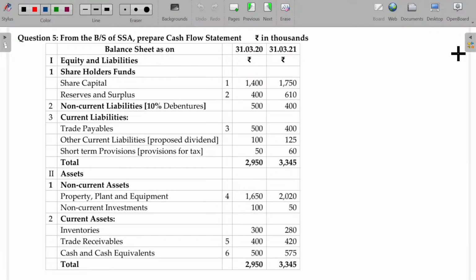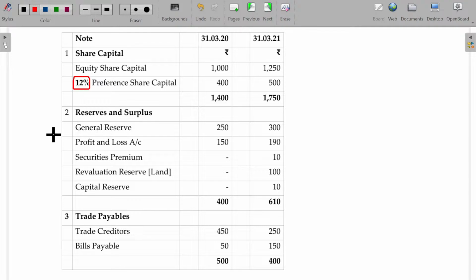This question 5 is also a variant of the earlier illustration. Here, non-current liabilities being 10% debentures, in share capital 12% preference share capital. These two are hidden adjustments.